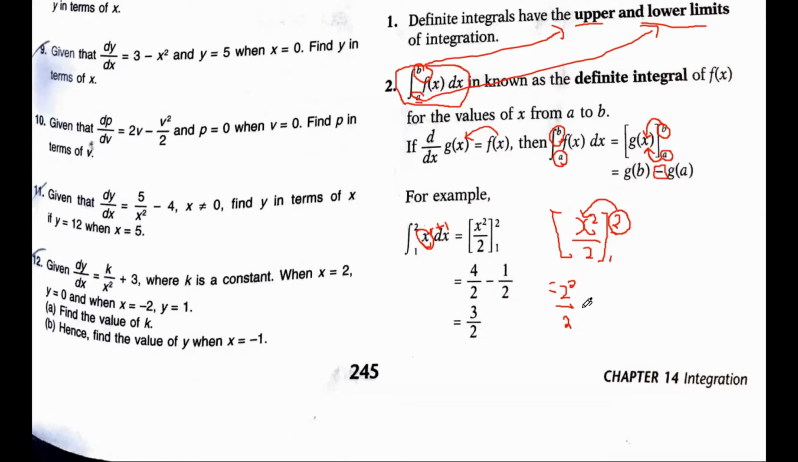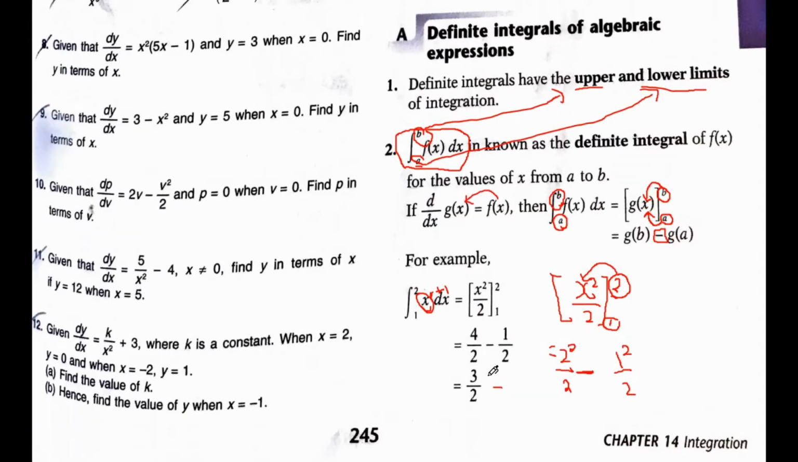Okay, the formula is minus. So minus, substitute 1 for x here. So 1 squared over 2. So 2 squared over 2 is 4 over 2, minus 1 squared over 2, 1 over 2. So the final answer will be 3 over 2. You notice that for definite integrals, we do not have plus c. Okay, we do not need to write plus c, because for definite integrals, we are given the range from 1 to 2, let's say. We just need to put in the limits 1, 2, and then minus, and then you get the number. Okay, so this is for definite integrals.